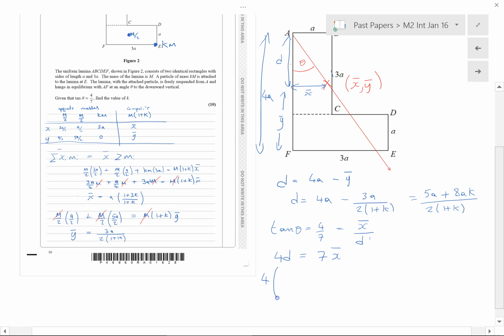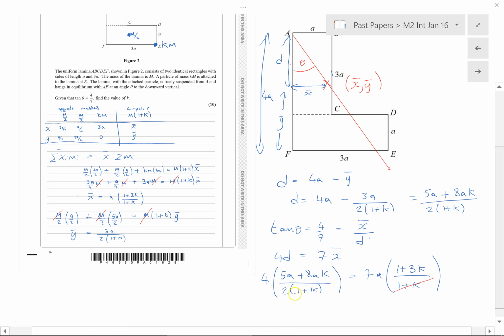So we've got 4 times 5a plus 8ak over 2, 1 plus k, equals 7 times the x bar, which is all the way over here. It's been a while since I've done it. That's 7a, 1 plus 3k over 1 plus k. Now I can see some cancelling that's going to go on.